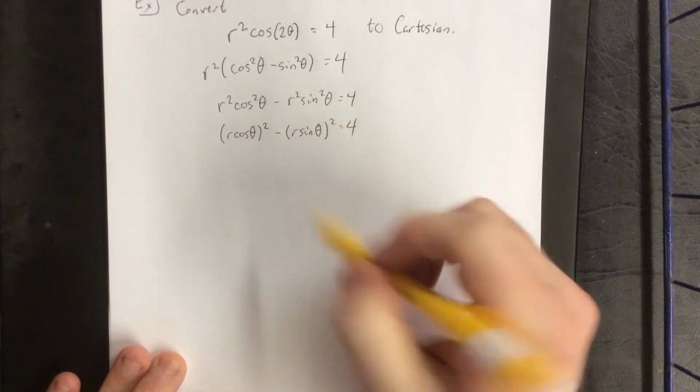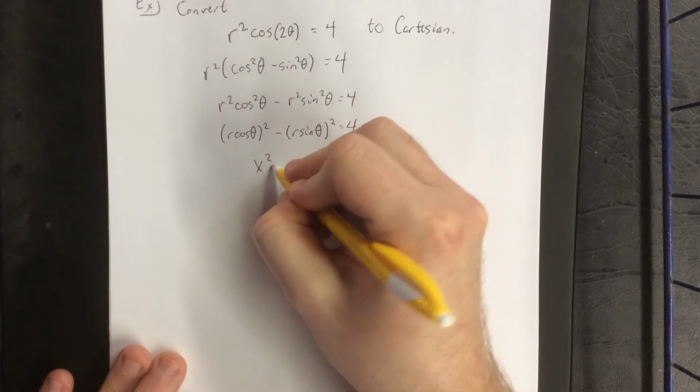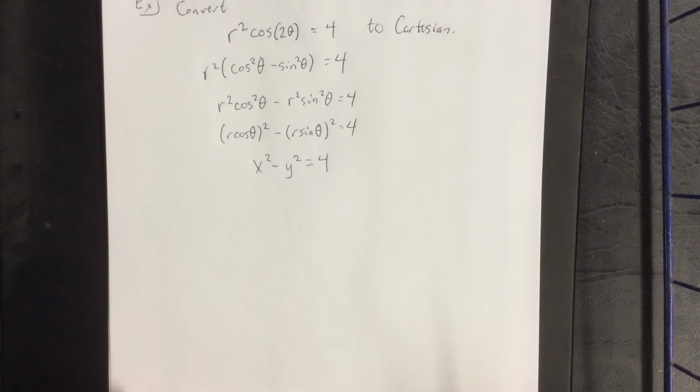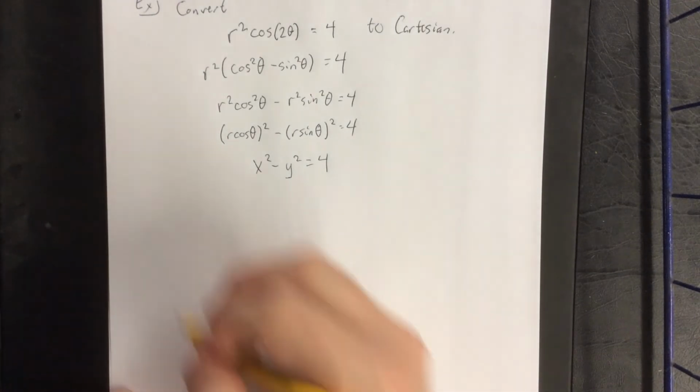Letting us know that this original equation was in fact a hyperbola. x squared minus y squared is equal to 4. Definitely not standard form for a hyperbola, but still not wrong.